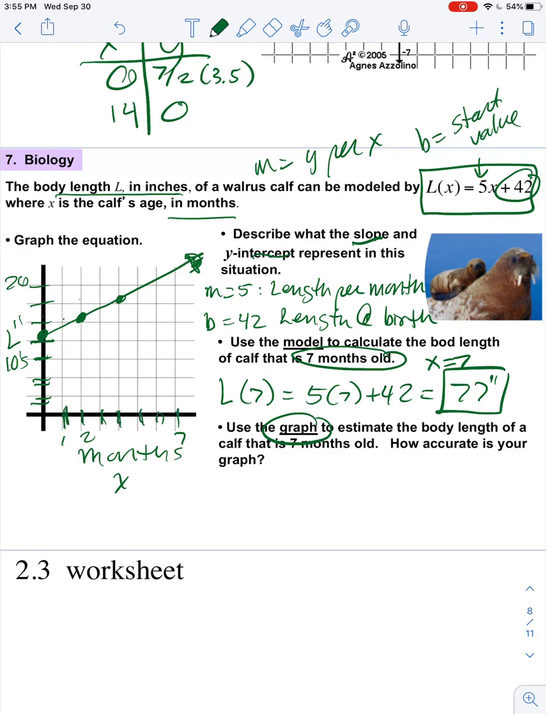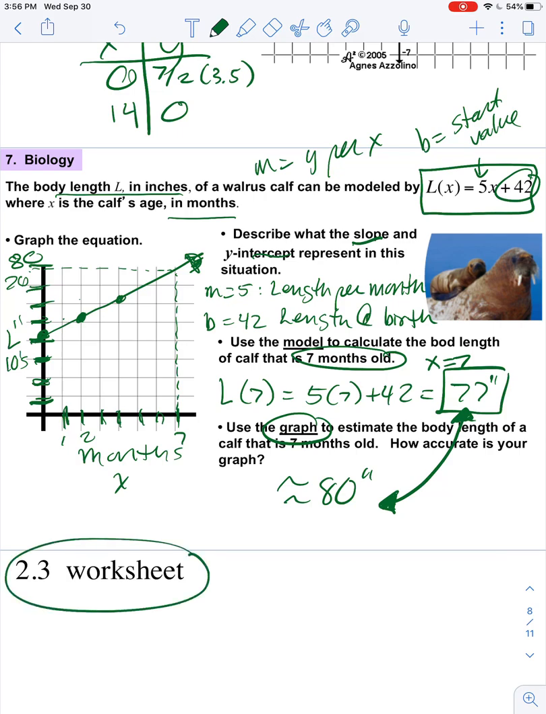Here it's saying use the graph to estimate at 7 months. So if this is 1, 2, 3, 4, 5, 6, 7, and I go on up here, and then I go on over here, and I'm counting by tens, this is 10, 20, 30, 40, 50, 60, 70, 80. I'm coming out right around 80 inches, which I can live with as a graphing estimate since my calculation says it's 77 inches. So I'm pretty darn close.